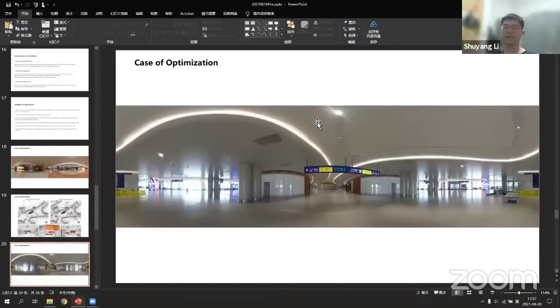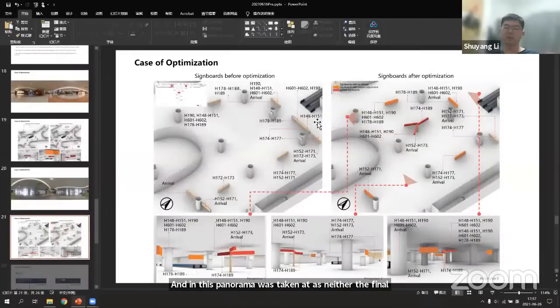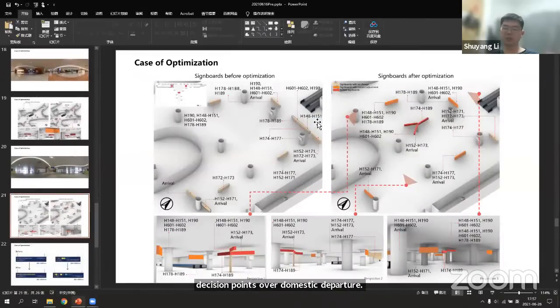And this panorama was taken at another wayfinding decision point of domestic departure. The wayfinding information on the signboards should be coherent so that the information can be equal with each other. As shown in this picture, the 4 redundant signboards were removed, and a crossroad signboard was added. All the wayfinding information appeared twice on the signboards, so the passengers can easily confirm.